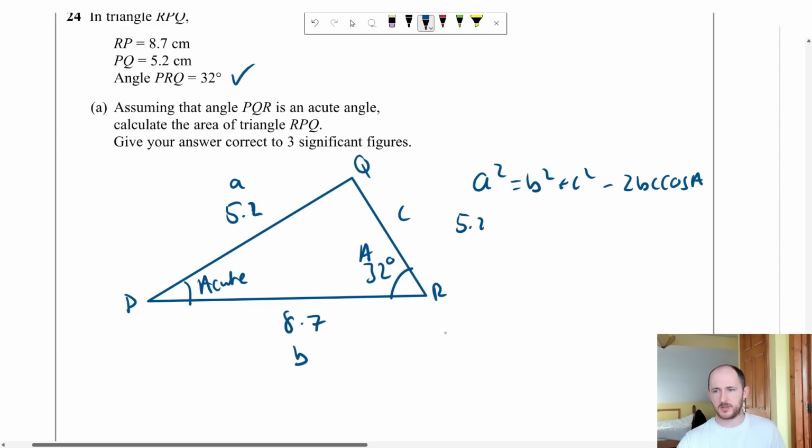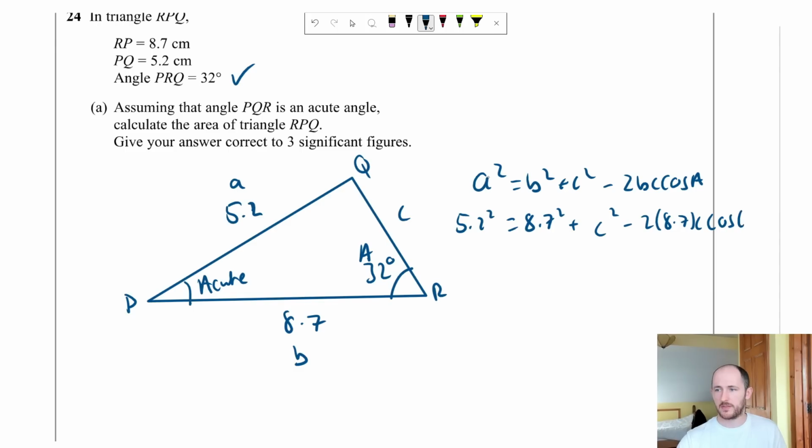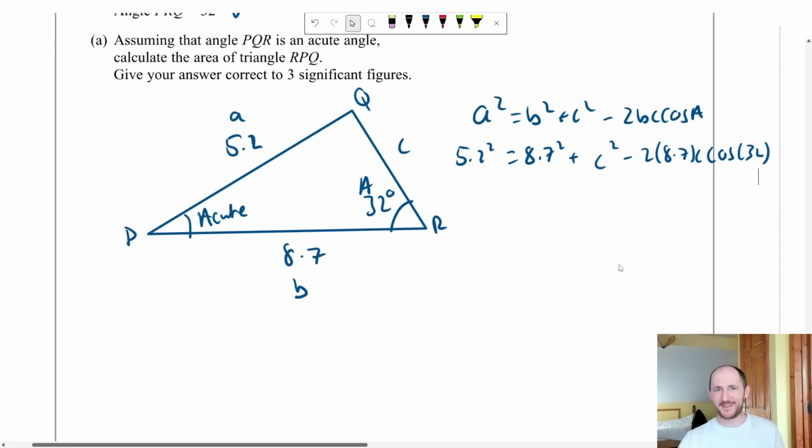So 5.2 squared equals b, which is 8.7 squared, plus c, which is, I'm just going to call it QR squared. Actually, should we just give it a letter? Let's give it the letter c. That's easier, because I've just realised what we're going to have to do later on. Minus 2 times 8.7 times c times cos 32. Good lord. Yeah, this is where things get fun.